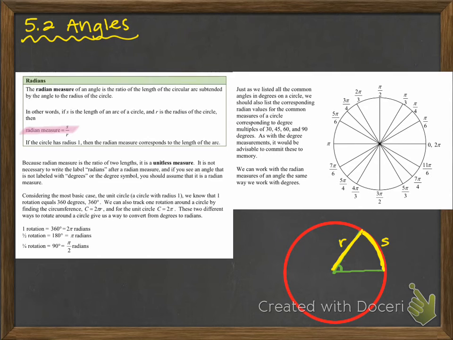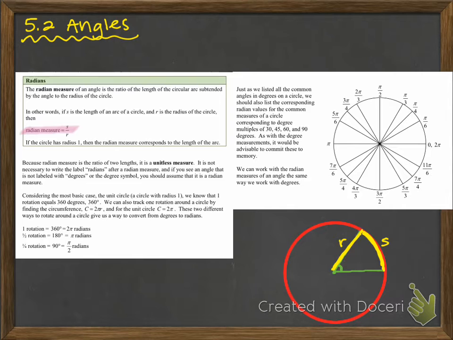So the radian measure, because it's the ratio of 2 separate lengths, we call it a unitless measure. So we don't necessarily need to write the word radians or rad for short after the measure. However, it can help sometimes. So if you ever see a measurement that doesn't have a unit behind it, then we're going to assume that it's radians. Whereas with degrees, we'll always see the degree symbol, or it'll say the word degree afterwards.